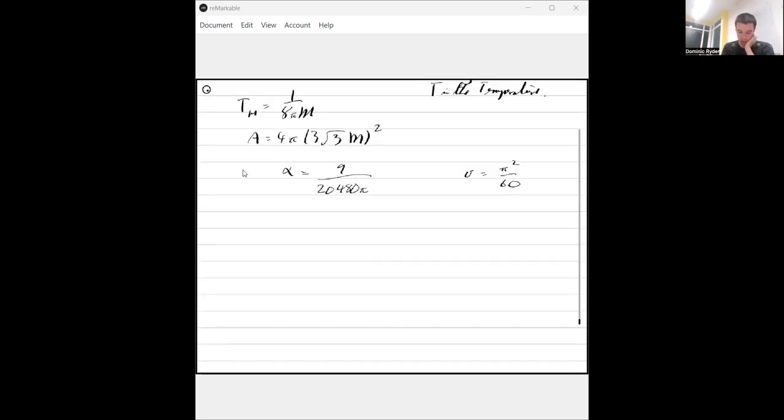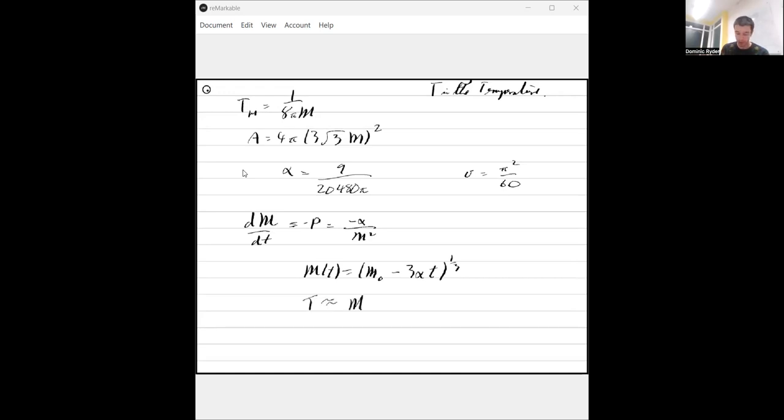Thus, we know the rate of change of mass is going to be given by minus the power being emitted by it, which of course is going to be minus alpha over m squared. Integrating this, and this is obviously very standard integration, gives the mass as a function of time: the initial mass cubed minus 3 alpha t, all to the power of a third, where m naught is the initial mass of the black hole. Thus, a black hole is expected to totally evaporate in finite time, specifically capital T, the time it takes for the black hole to completely evaporate, is m naught cubed over 3 alpha.